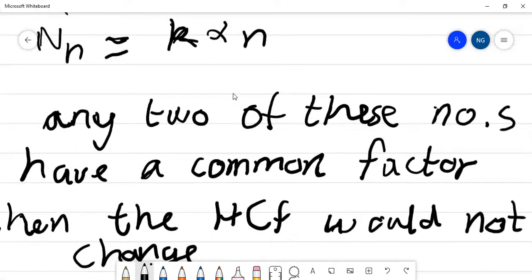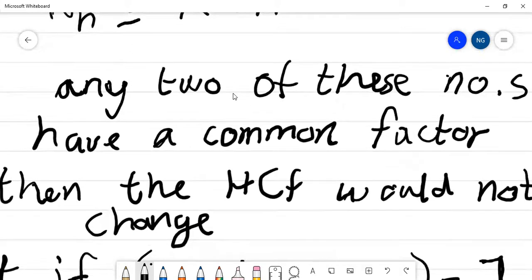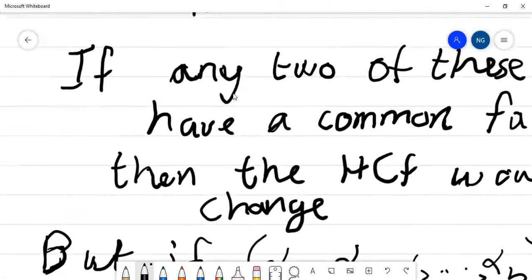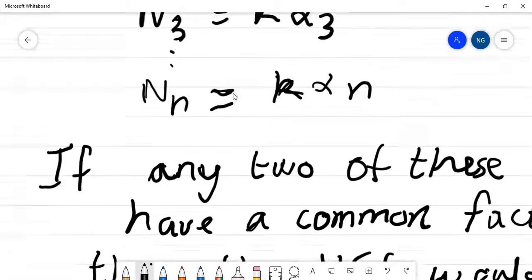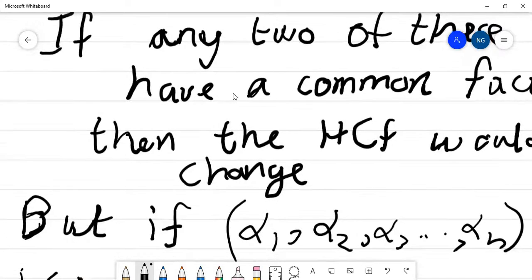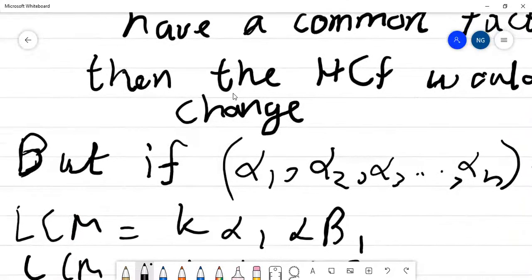The meaning is that although these two have a common factor, in general these three numbers do not have a common factor, meaning that 2 does not divide 3. We notice that 2 and 4 have a common factor, which is 2, but 3 does not. So the HCF would remain the same, which is 1. 2, 3, 4 have a common factor, which is 1.